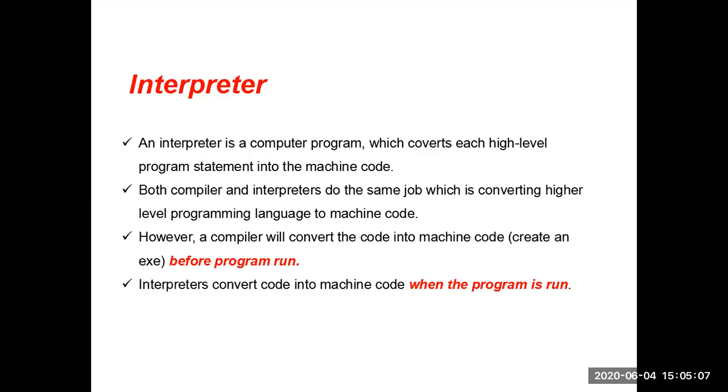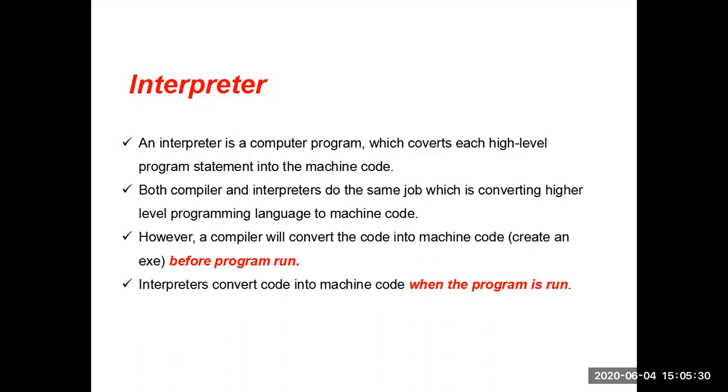The difference between the compiler and the interpreter is this: when we come to the compiler, it will first convert the source code to machine code, then the machine code will run. That means first, from the source code, machine code will be generated, that is, an exe file will be generated. After the exe file is generated, only then will the exe file run.